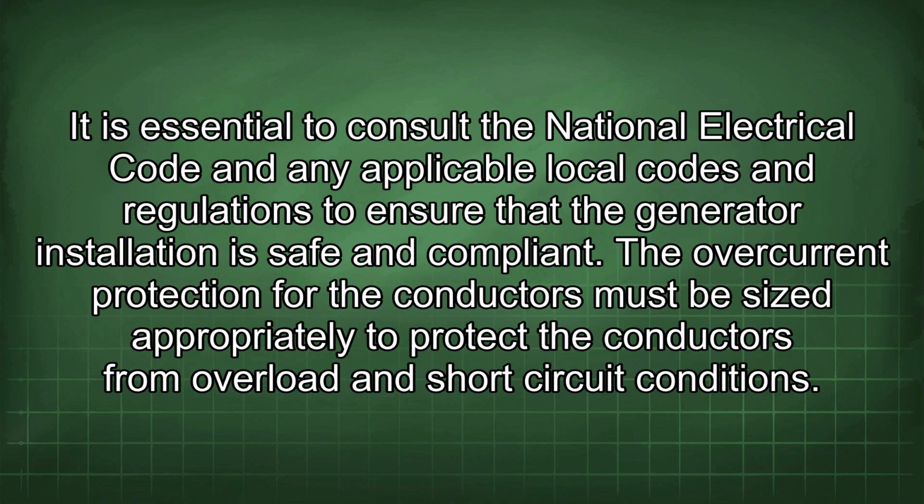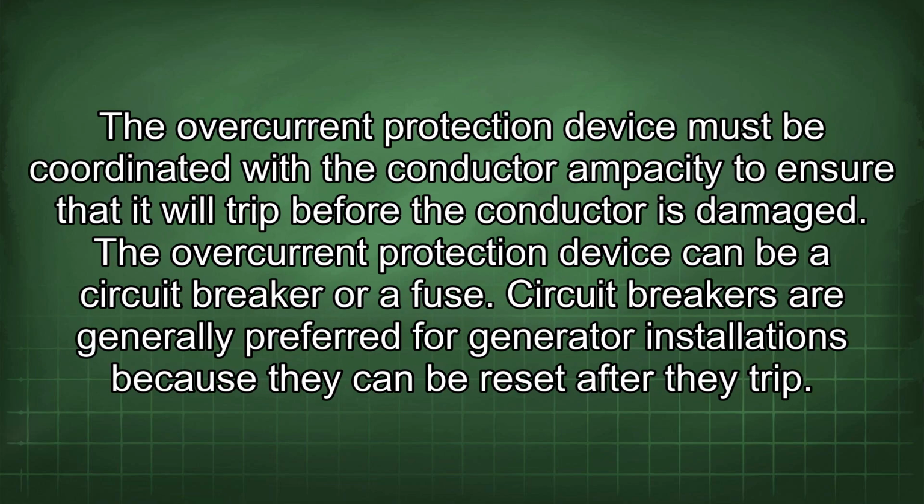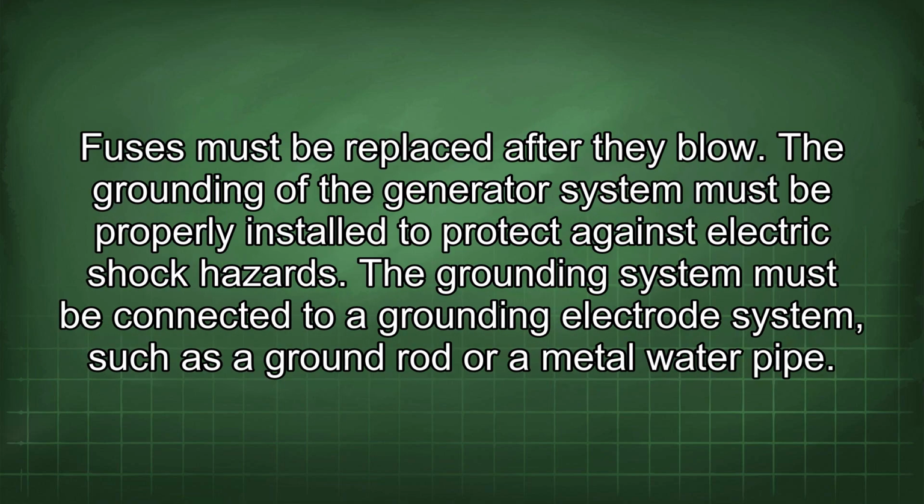The overcurrent protection for the conductors must be sized appropriately to protect the conductors from overload and short circuit conditions. The overcurrent protection device must be coordinated with the conductor ampacity to ensure that it will trip before the conductor is damaged. The overcurrent protection device can be a circuit breaker or a fuse. Circuit breakers are generally preferred for generator installations because they can be reset after they trip. Fuses must be replaced after they blow.